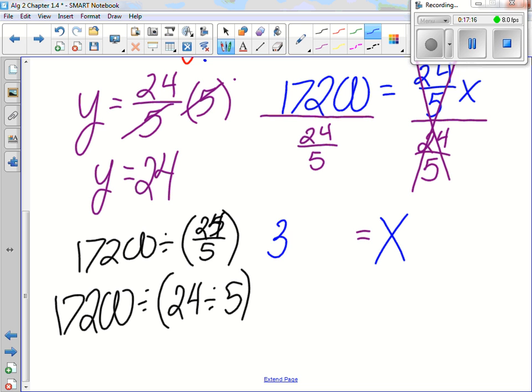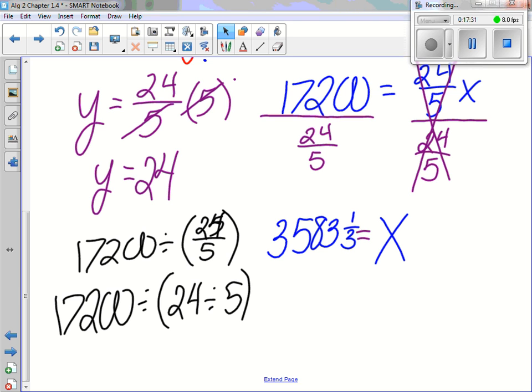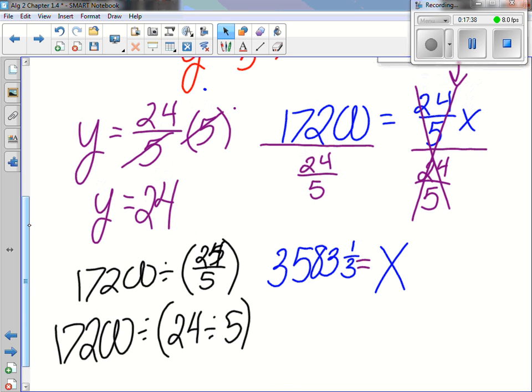And what our answer will be is 3,583 and 1/3, or 0.3 repeated. So 3,583 and 1/3 seconds will be the time it takes for this asteroid to travel 17,200 miles. And that's it.